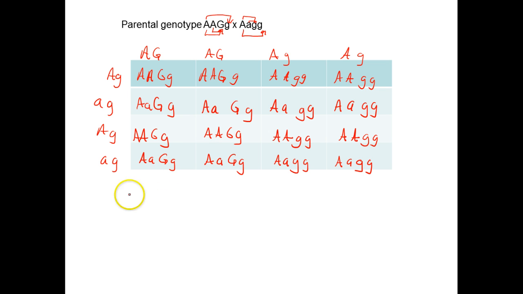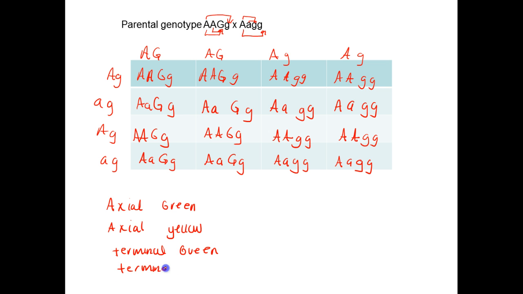All right. And the possible phenotypes, let's see, dominant, so that's axial green, and then dominant recessive, that's axial yellow, and then recessive, that's terminal flower with green dominant, and then two recessive, terminal yellow.